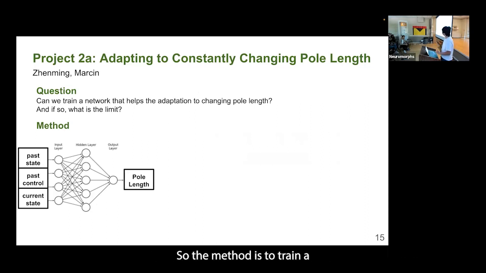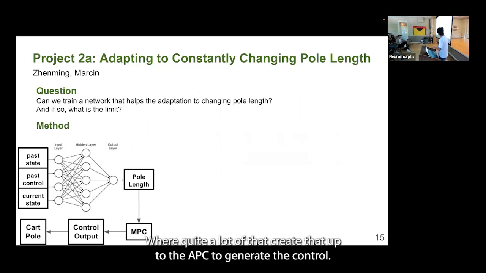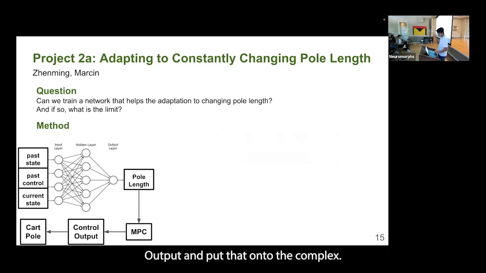So the method is to train a simple multi-layer perceptron that takes the past state, the past control, and the current state. And from that, it can build the relationship through the cart-pole model to figure out the pole length. And with that pole length, we then feed that onto the MPC to generate the control output and put that onto the cart-pole system.